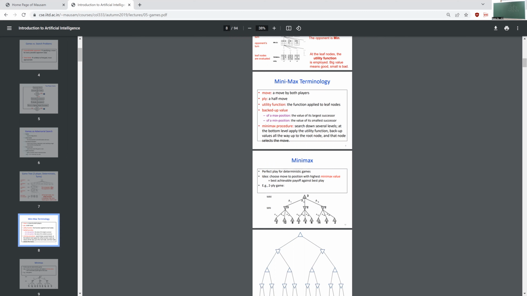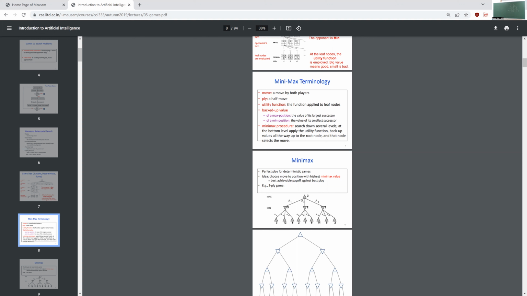Sure. So initially, if max, let's say, takes the step A1, and after that it is the turn of the minimum player, the opponent, the opponent decides to take A11 because that's the best it can do. Absolutely. Yeah, that's the idea.